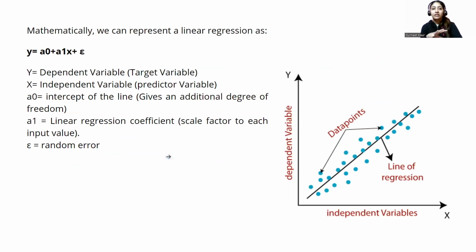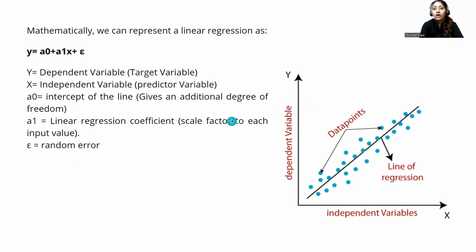Mathematically, we can represent a linear regression line as y = a0 + a1x + e. You must be familiar with the equation of a line, which is y = mx + c. It's the same thing. So we have y, which is the dependent variable, or we can say the target variable. Then we have a0, which is the intercept of the line. And then we have a1, which is the linear regression coefficient, and x is our independent variable, or the predictor variable, and e is our random error.